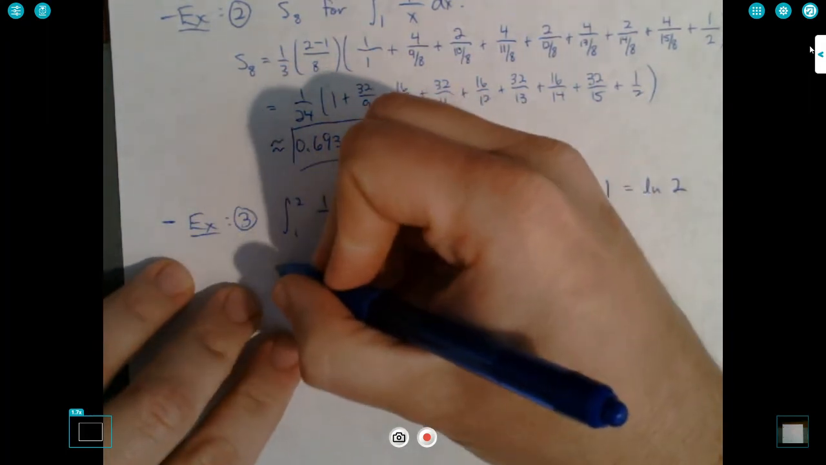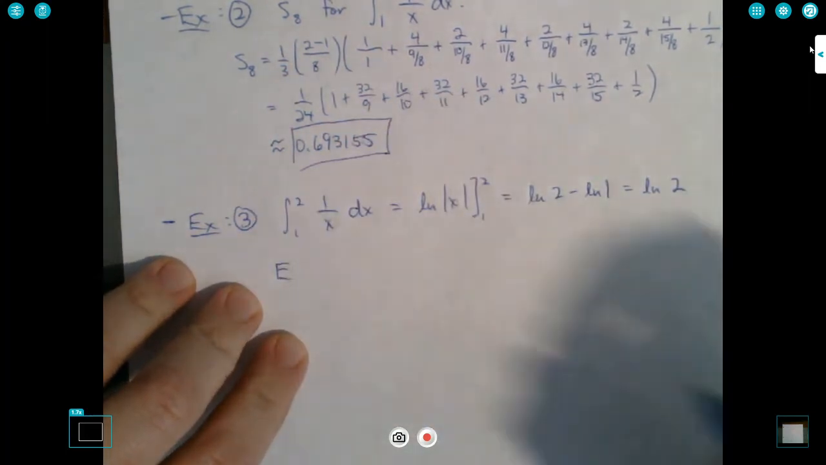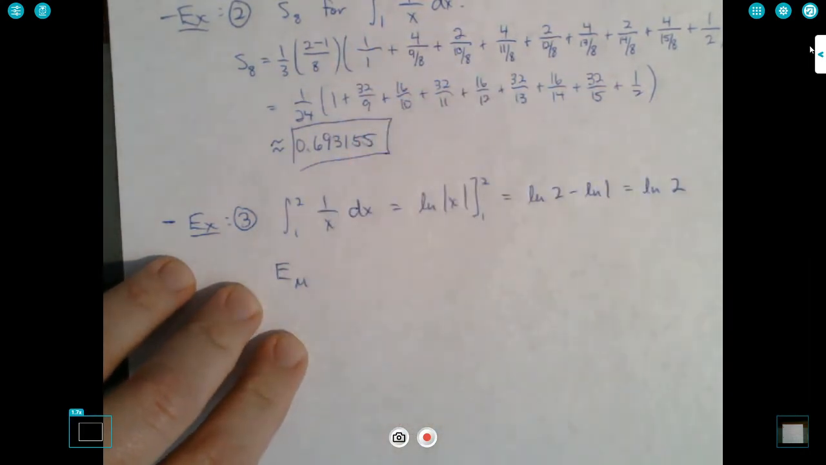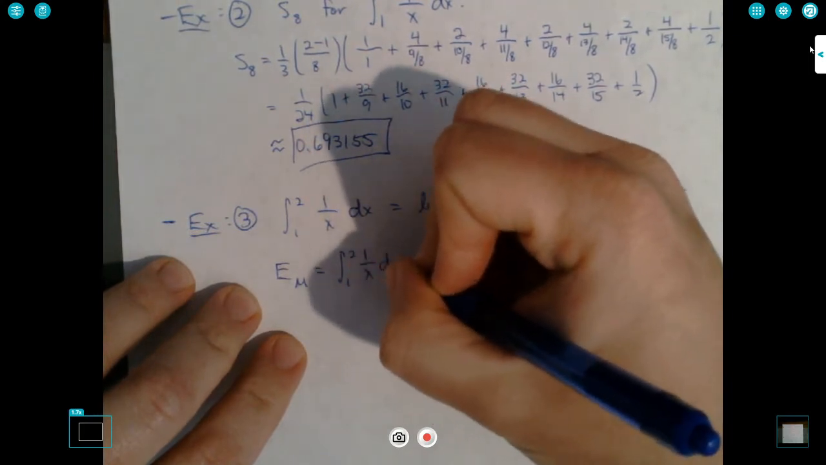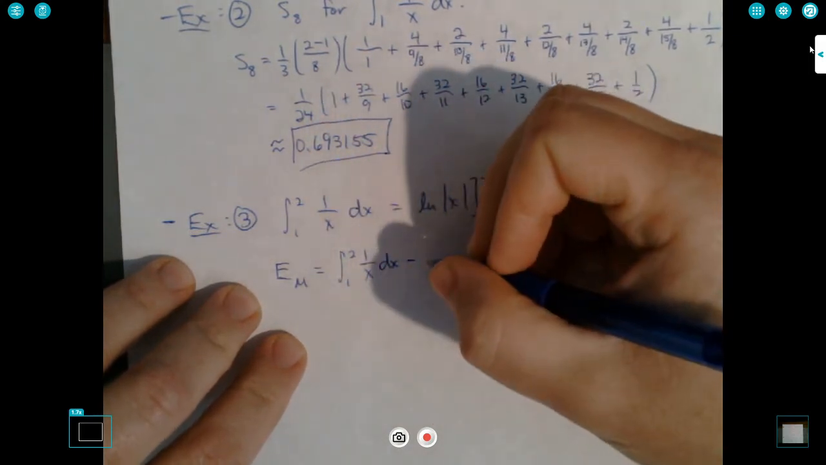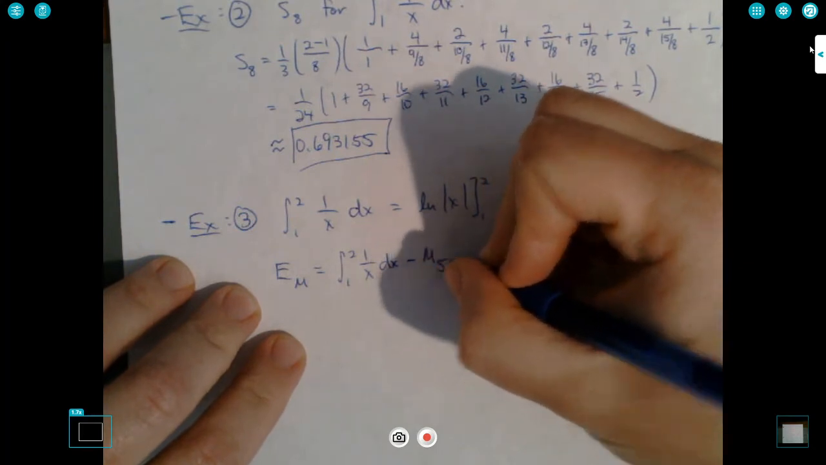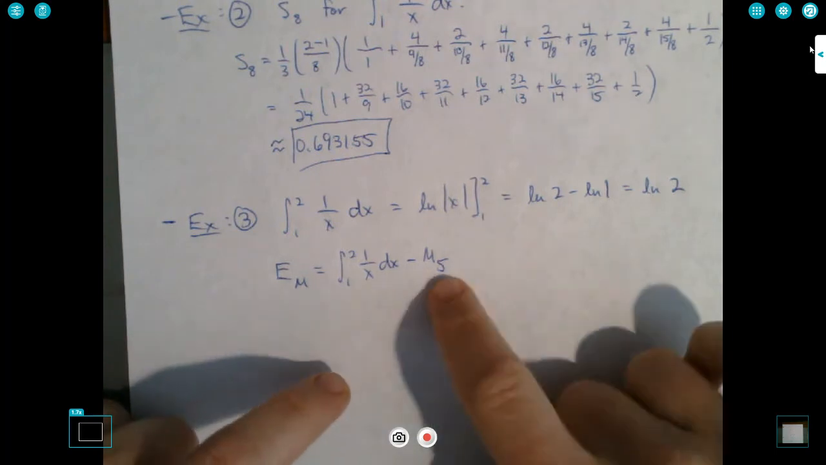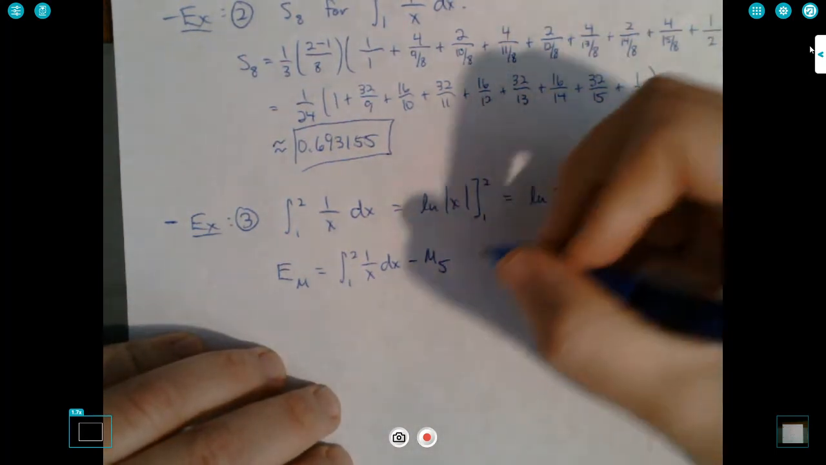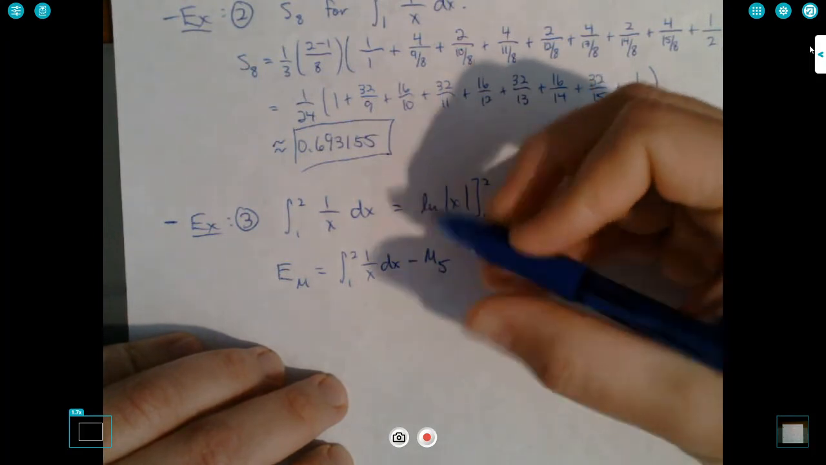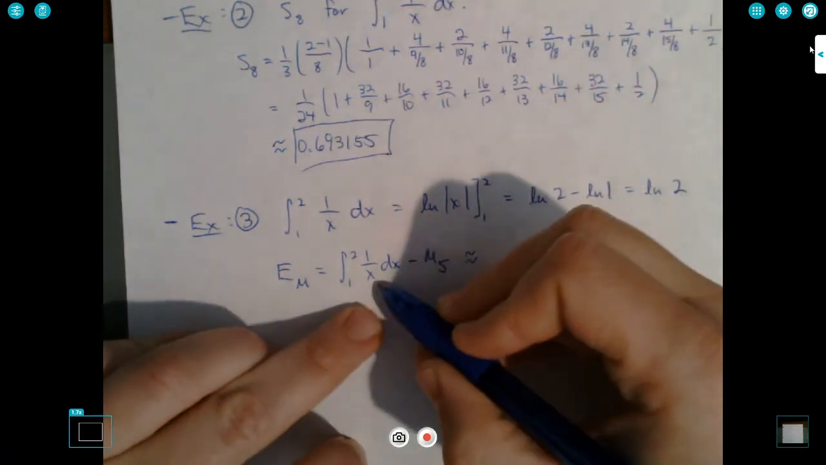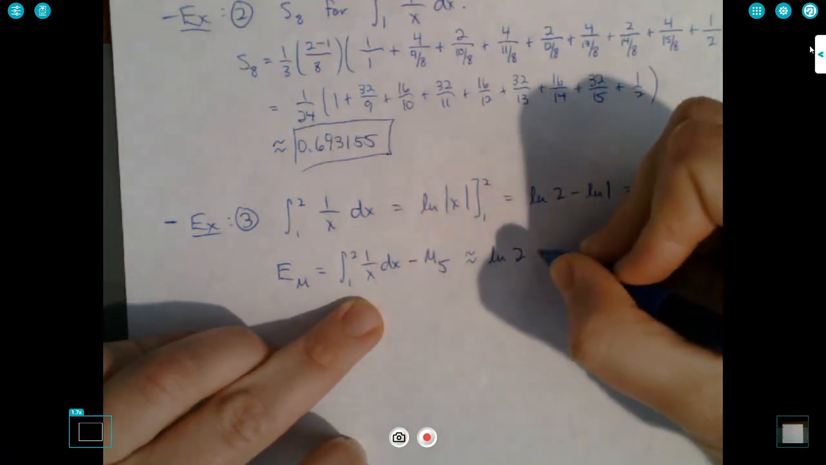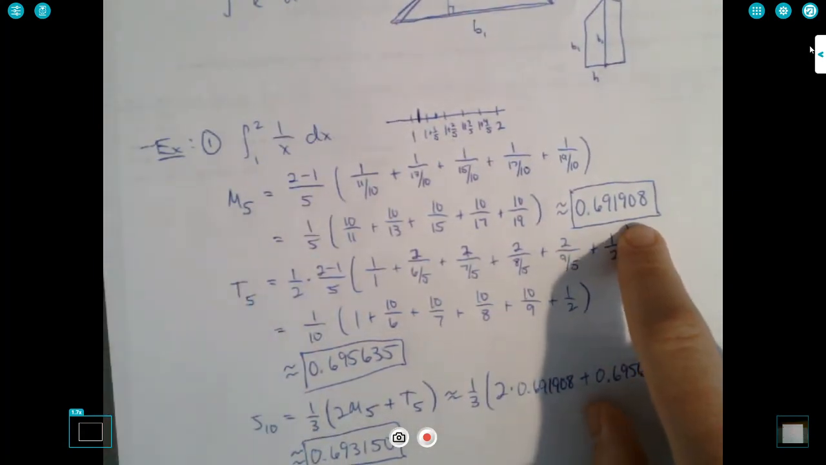So then the error for the midpoint approximation is going to be the integral from 1 to 2 of 1 over x dx minus M5. We did M5 in example 1, so we'll use 5 rectangles for that. Now here I didn't save the exact value in my calculator, so I'm going to say this is approximately, well, I know that this part is ln of 2, and M5 was approximately 0.691908.